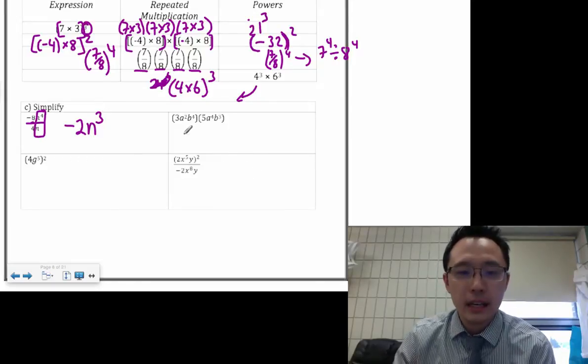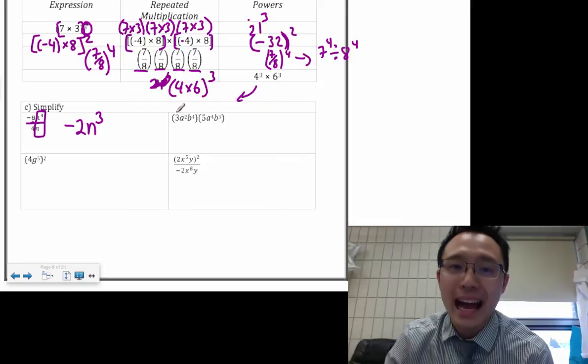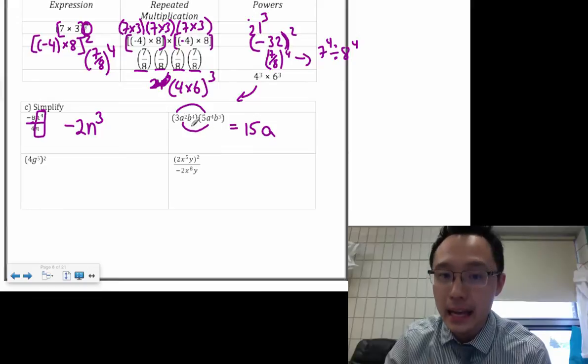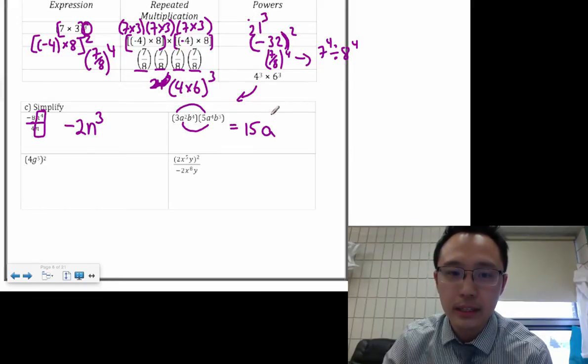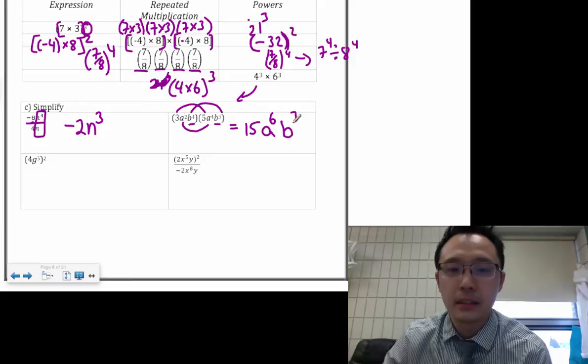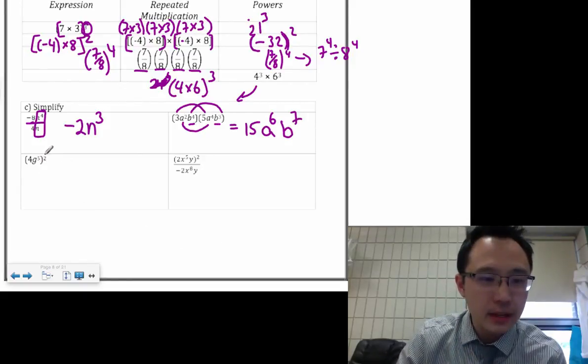That's your answer. So this one is multiplying. Remember, multiplying with the same base, you add the exponents. If you have numbers, multiply them. So 3 times 5 is 15. A squared times a to the 4, you add the exponent. Your base is a. 2 plus 4 is 6. And then your b to the 4, b to the 3, b cubed, you add the exponent, b to the 7. Just like that.